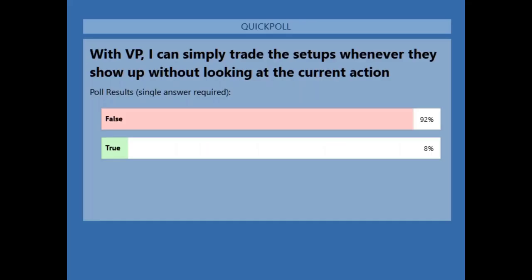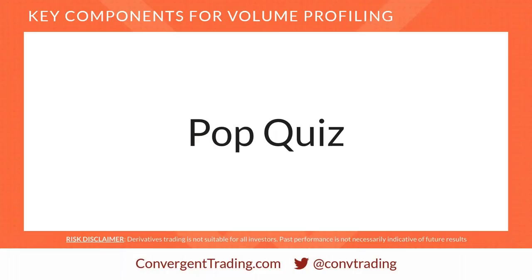Here's how you answered. With VP, I can simply trade the setups whenever they show up without looking at the current action. That is not the case. Where the market's located and the narrative make a huge difference. That's why backtesting requires you to have a robust system. So 92% of you answered false, 8% of you answered true. The answer is false. You can't just jump in anywhere just because you saw a setup.